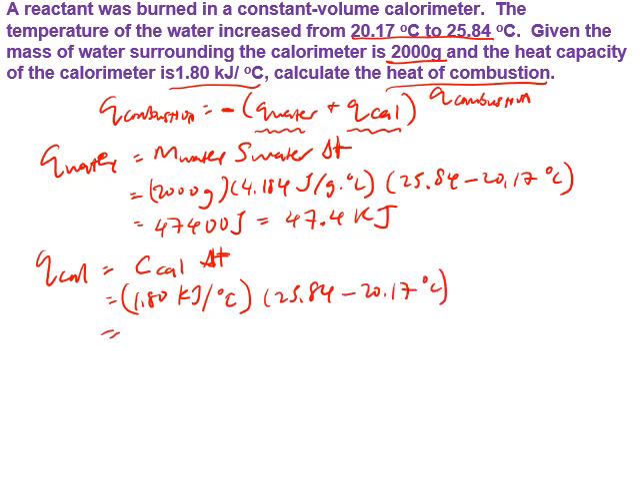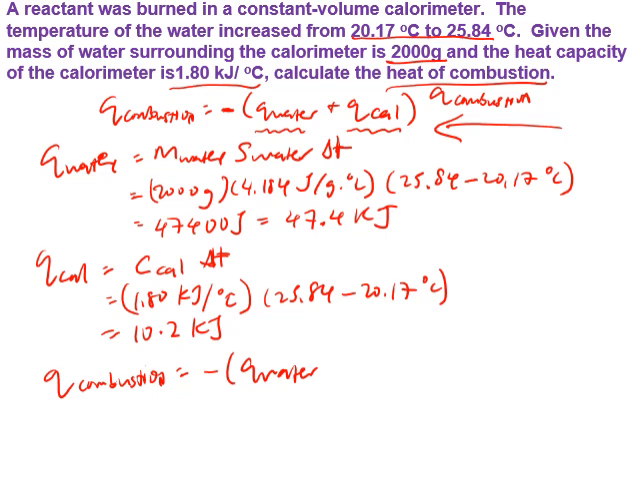Okay, calculate this one. We get 10.2 kilojoule. All right, then we are using this formula again. Q combustion will be equal to negative Q water plus Q cal. So put in the value.